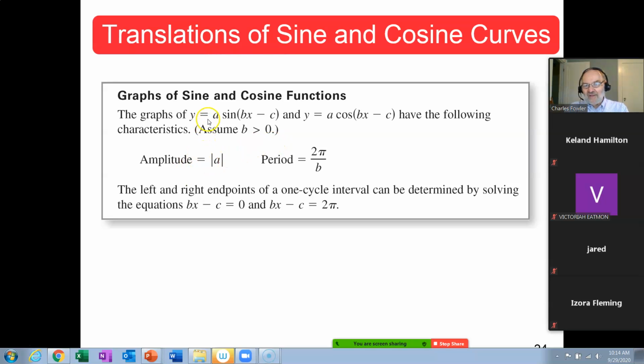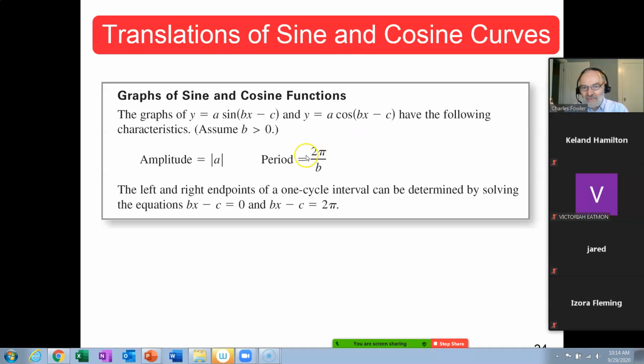What we've done before, the a here indicates the amplitude. The absolute value of that a is your amplitude. The period is still 2 pi over b. And it would be if we took the b outside the parentheses. So I see no advantage of having it inside the parentheses. But the left and right endpoints of one cycle interval can be determined by solving these equations, bx minus c equals 0 and bx minus c equals 2 pi. That makes one period.